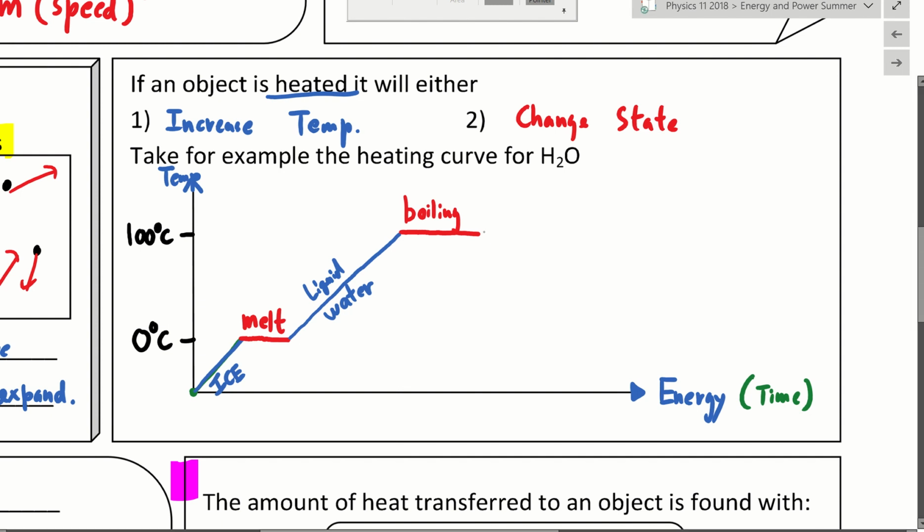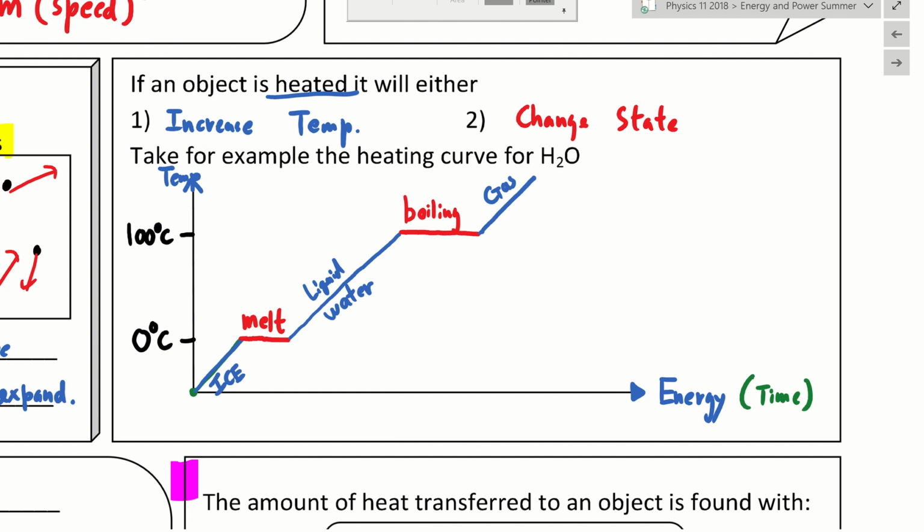After that, the temperature will increase again. So after you get all the liquid water into gas, which in our case is steam, then you will find the temperature increasing again. So you get steam that is hotter and hotter and hotter.